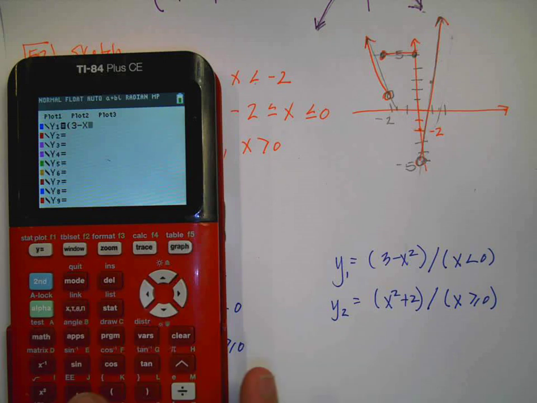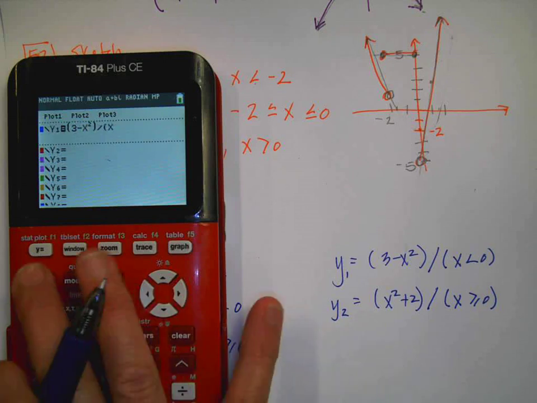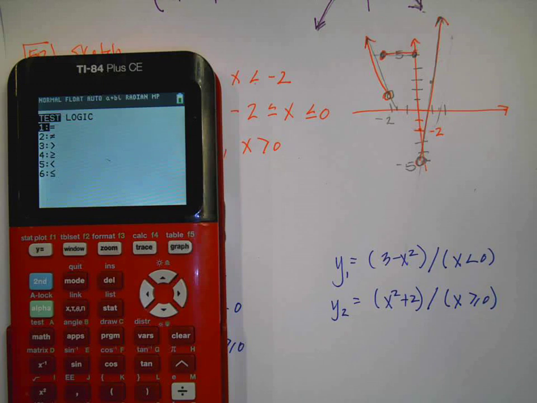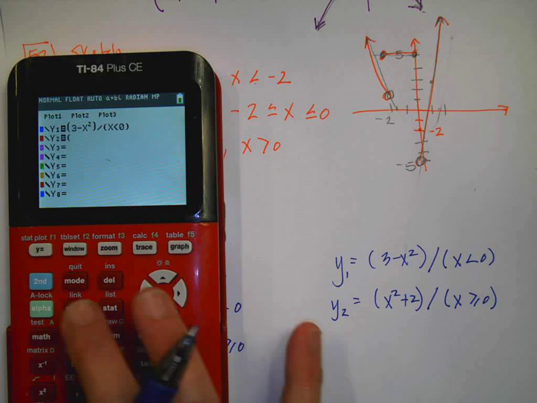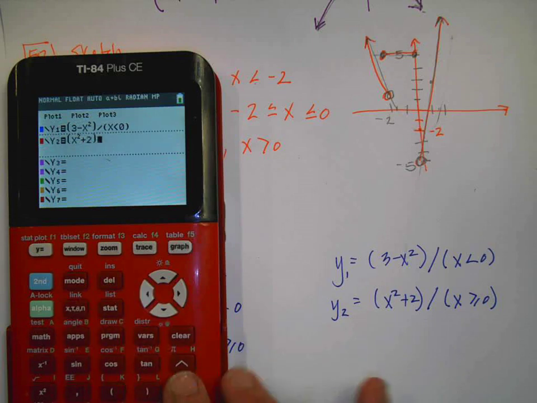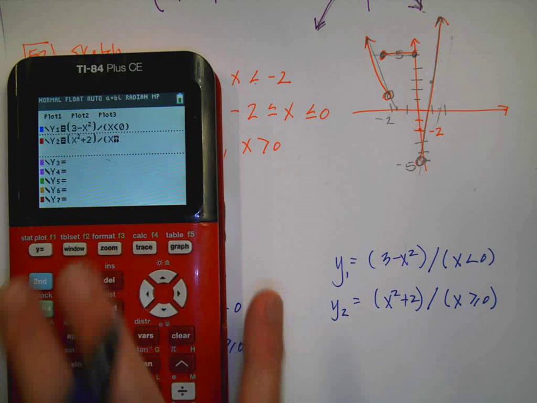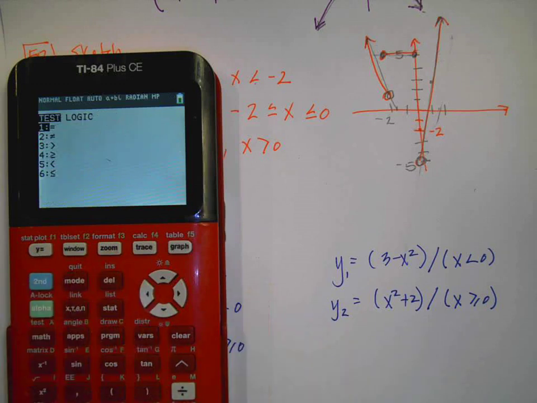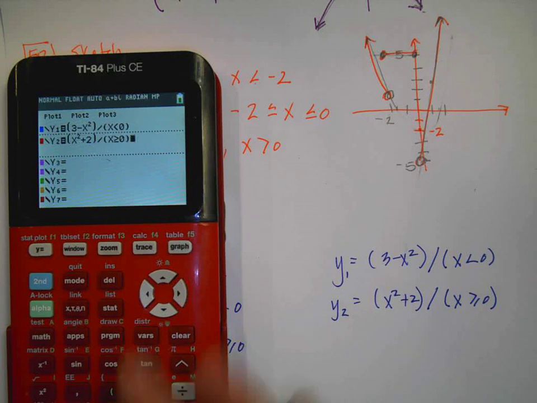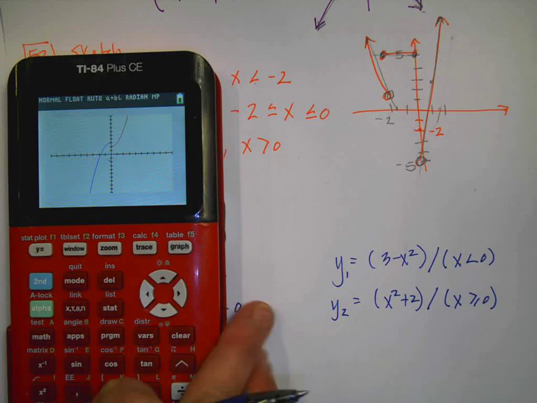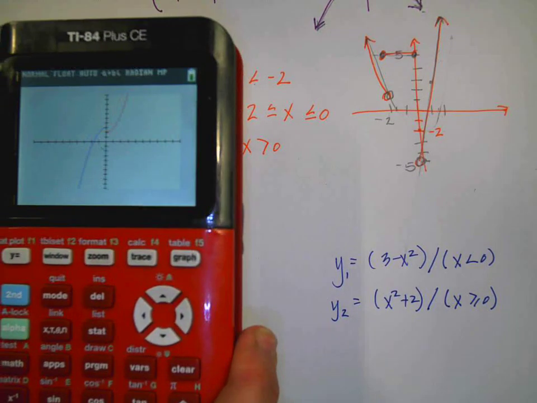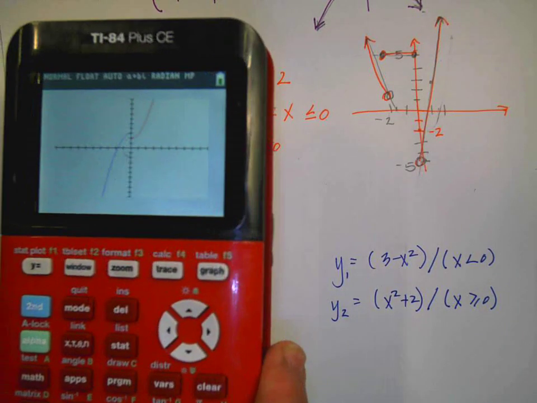All right, so the first one is 3 minus x squared, and I'm going to divide it by x. Remember, you have to do second test to get to the inequalities, and I'm going to put a 0, and then I'm going to enter my second equation, which is x squared plus 2, and I'm going to divide it by x, second test, greater than or equal to, 0. Sometimes we miss buttons, and I'm going to do a zoom 6. Okay. So there is the left-hand parabola, the right-hand parabola, and let me move this up a little bit so you can see it better. So that's kind of cool.